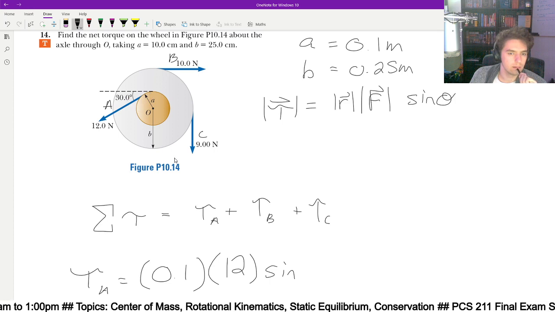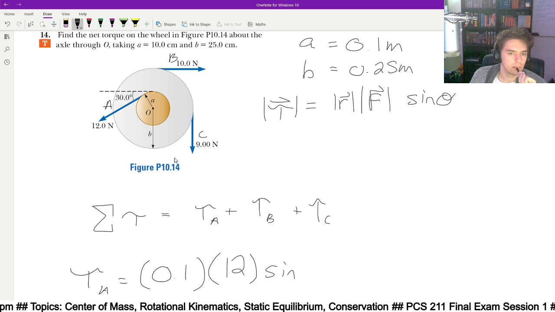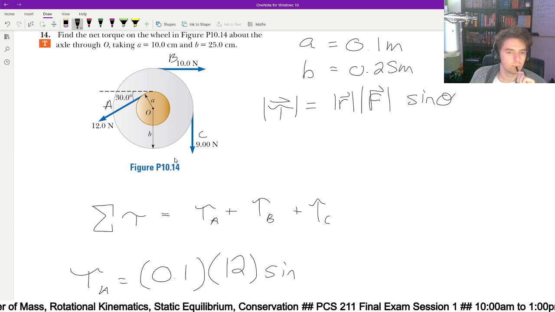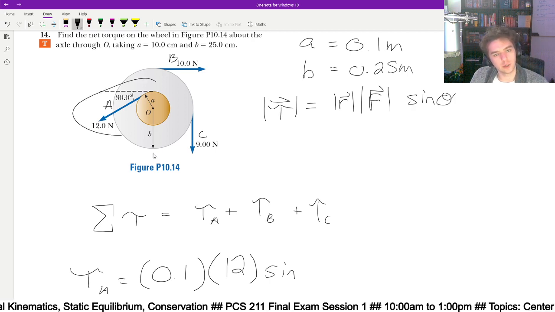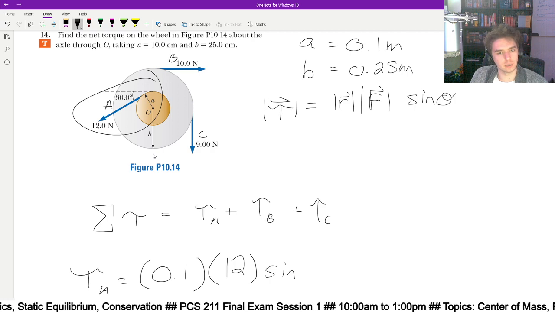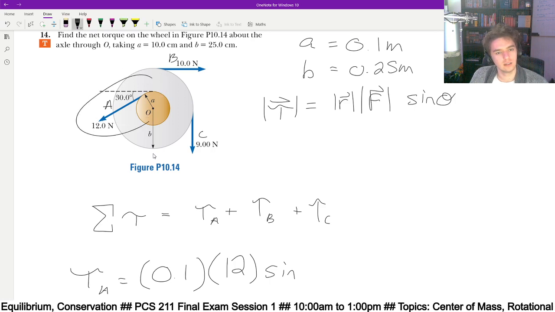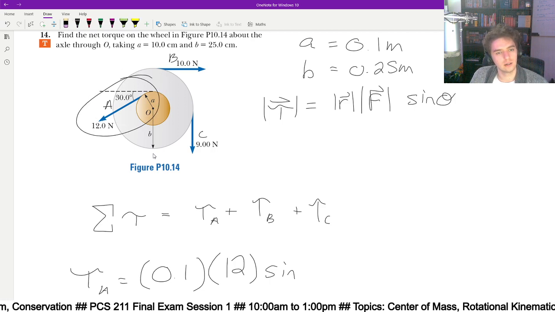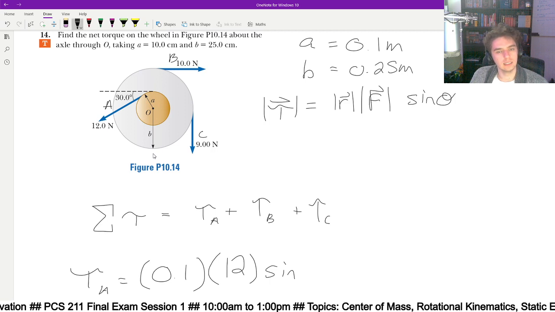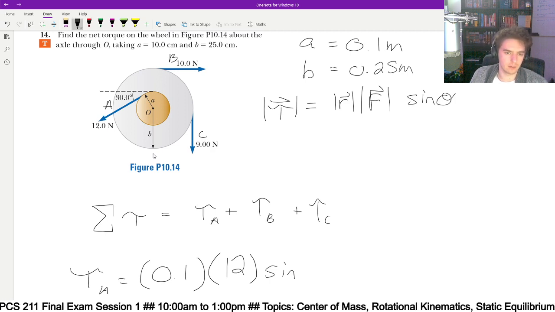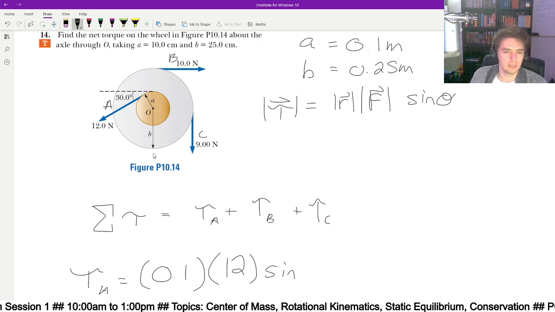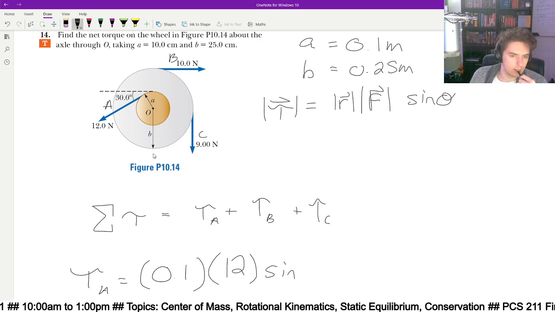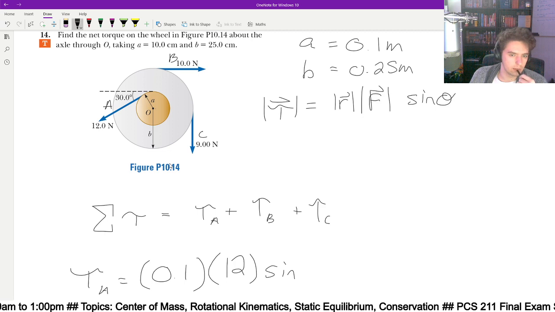How do you have torque A being 0.1? What are you solving for? The torque from this force being applied. A here, this one right there. Yeah, it's the distance that the force is being applied from the axle. That's A, times the force, 12. But why is it 90? It would be 60 degrees. It would be 60.